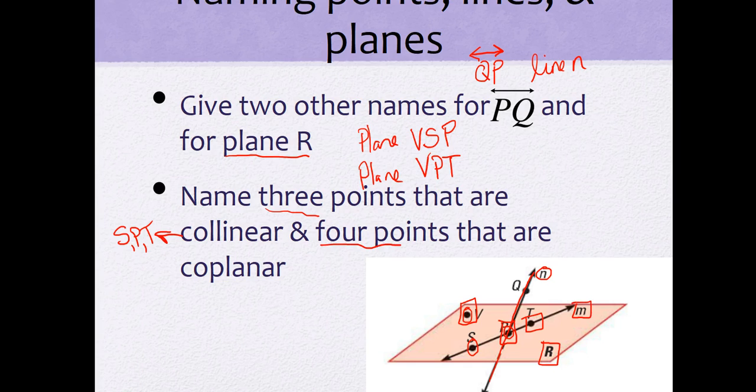And then it says 4 points that are coplanar. So the only plane we have is R, and there is only 4 points on R, V, S, P, and T. So we would name all 4 of those to give me my 4 coplanar points.